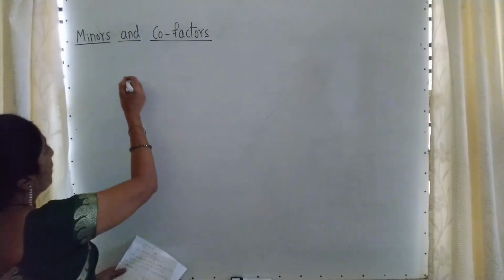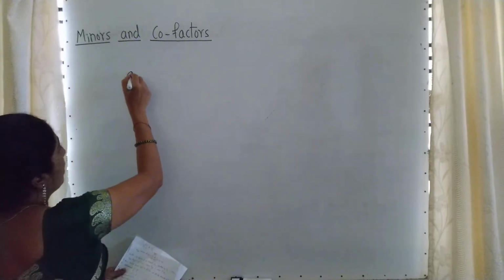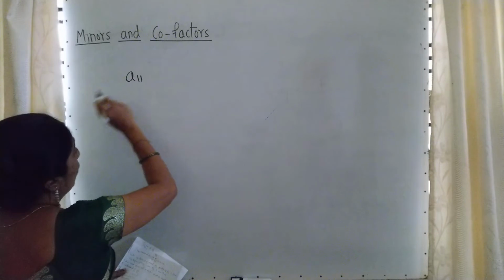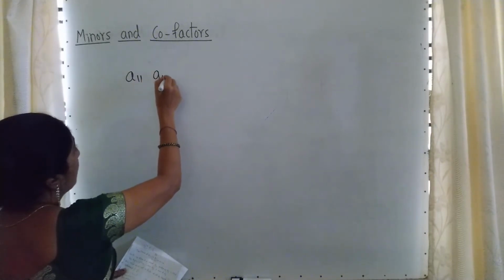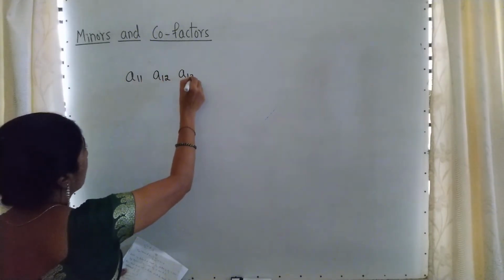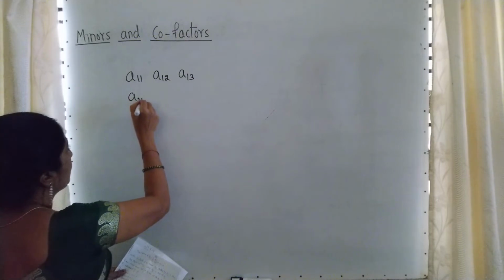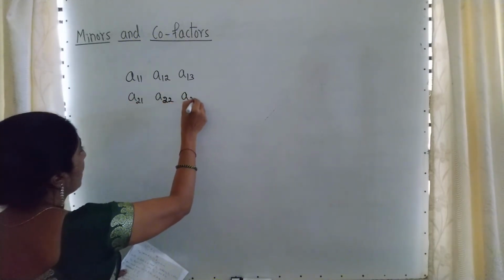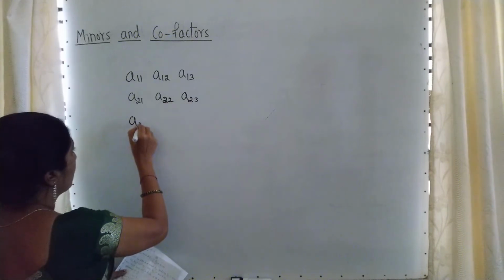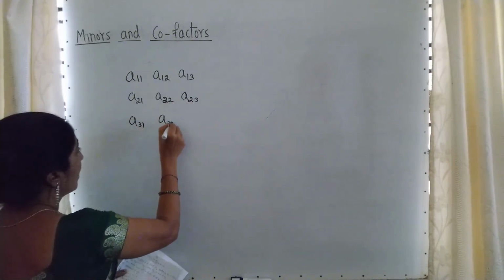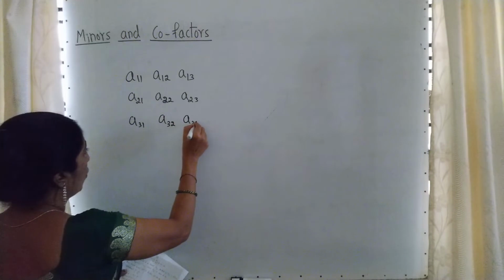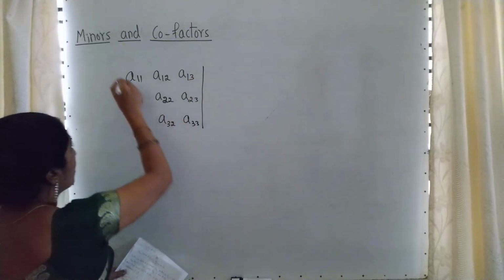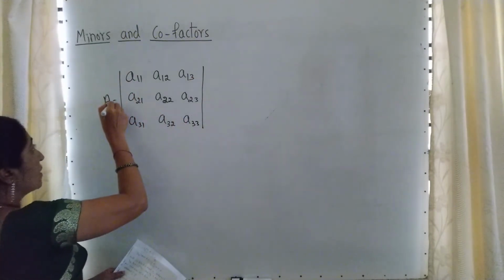Before going to the definition, I will explain with the help of an example. That is a general concept. Consider a determinant of order 3. And you know why I am writing this? Because the number tells you in which row and which column the element lies. I am writing the determinant of order 3 here.